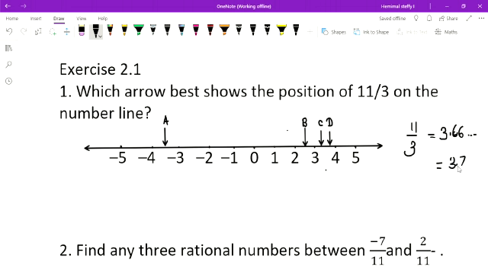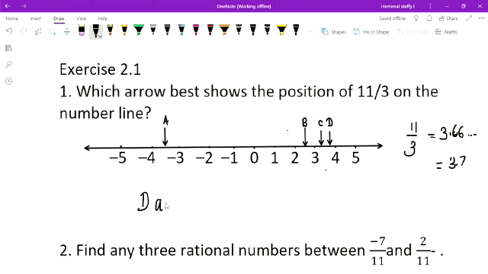Where is the 3.7 here? Near 4. The 3.7 is near 4. So we cannot take A, B, C. We can take only the D arrow. So the answer is that the D arrow is best.